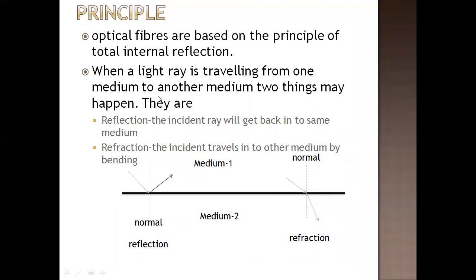See, when a light ray travels from one medium to another medium and strikes the interface between them, there are two different scenarios which may happen. One is reflection, another is refraction. Reflection means the incident ray gets back into the same medium, whereas refraction means the incident ray gets into the other medium by bending. So these are the two things which can happen when a light ray travels from one medium to another medium.